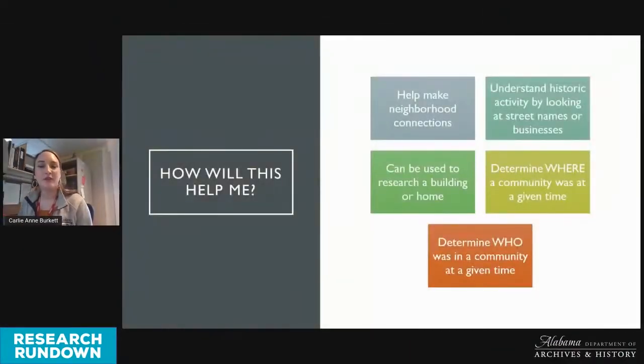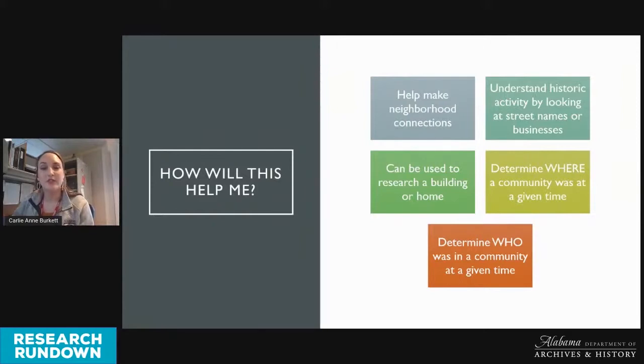Most of you, if not all of you, are probably familiar with city directories. They can be a guide to the past by helping you make connections to neighborhoods, cities, and individuals. You can make neighborhood connections and trace historic activity through street names or businesses. Directories can be a key to seeing changes in an area over time.